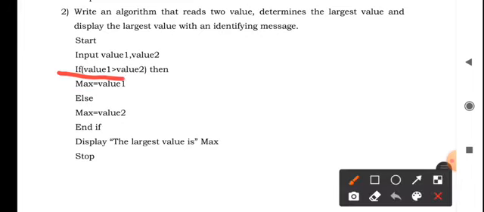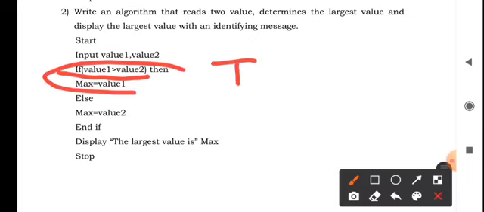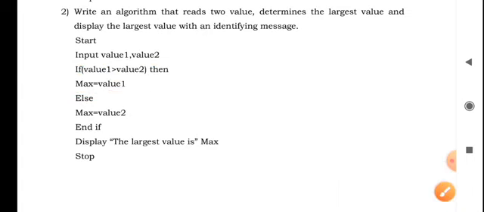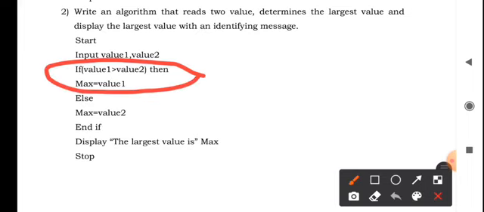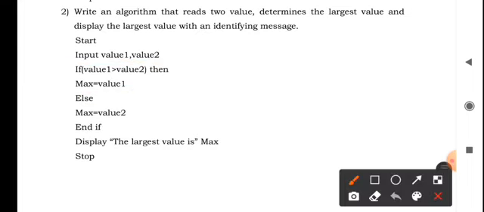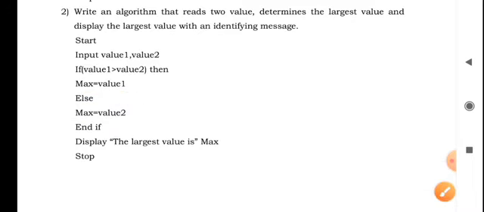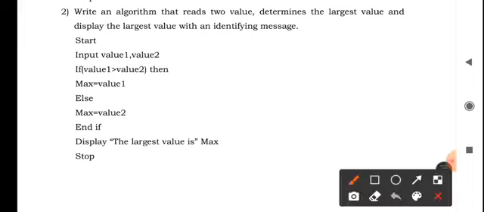If value 1 greater than value 2. If it is true, this part will work. If the condition is true, this first part will work. If the condition is false, this else part will work. That is, value 1 greater than value 2, that is the condition. If the condition is true, maximum equals value 1, that is, the first value is the largest value.